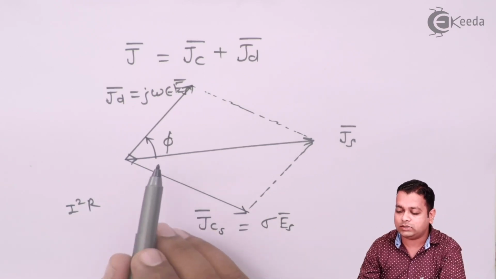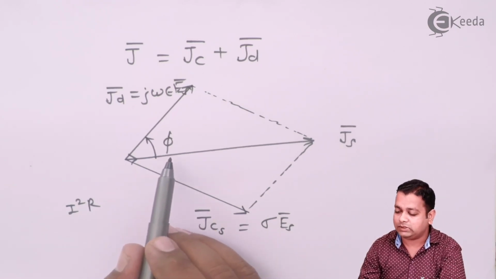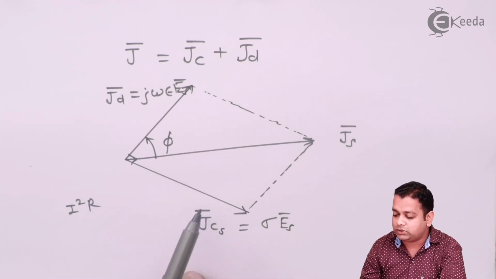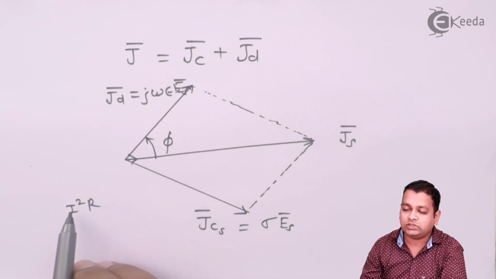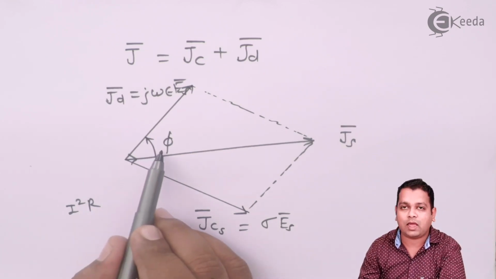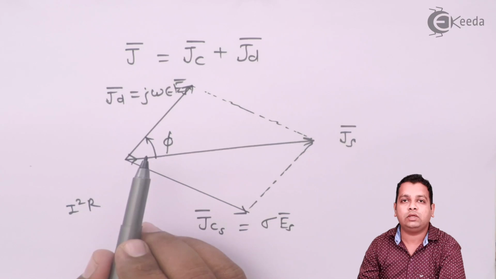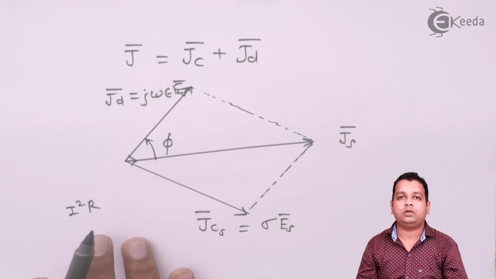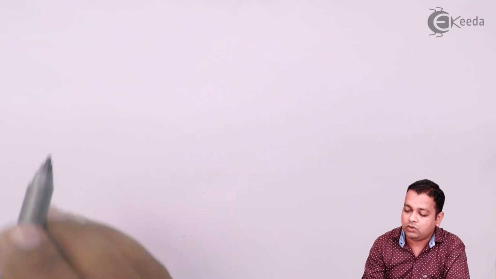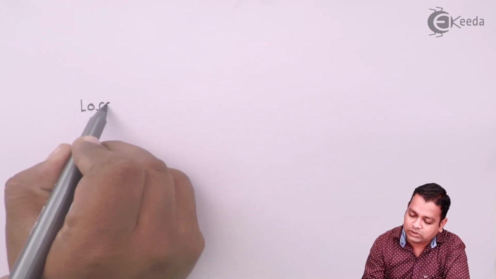So for a decrease in the value of phi, we can say that the conduction current or the conductivity reduces, also reducing I square R losses. So here we can say phi is the angle giving us information regarding the losses taking place in the medium in which we have the wave propagation. As it gives us information regarding the losses, we shall term it the loss tangent.